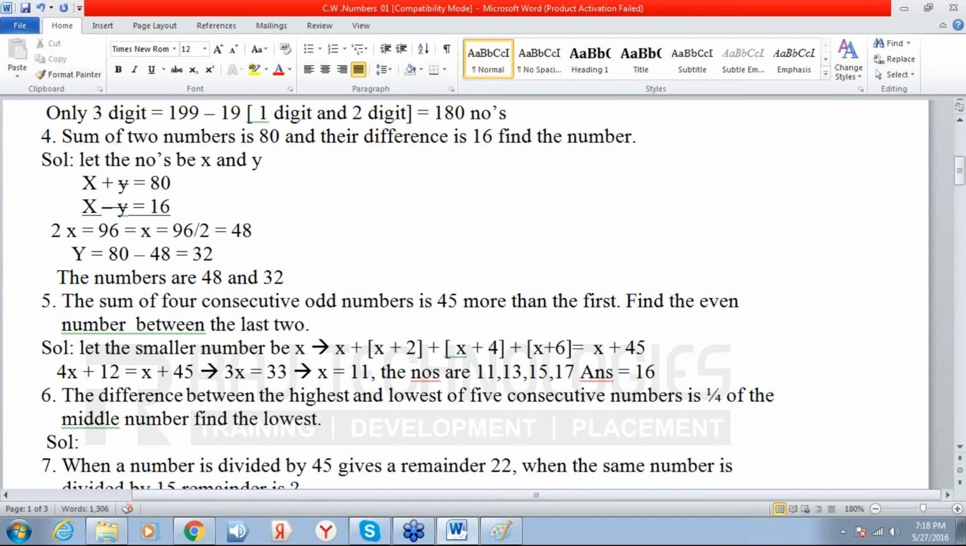The difference between the highest and lowest of 5 consecutive numbers is 1/4 of the middle number. Find the lowest. Let the lowest number be x. So according to the question, then the numbers are x, x plus 1.